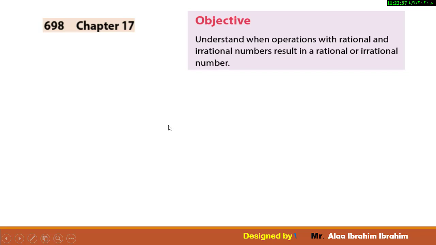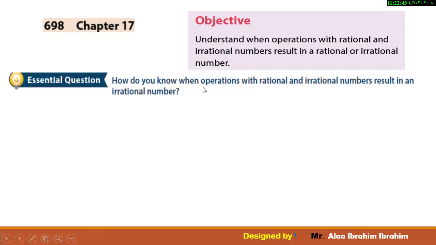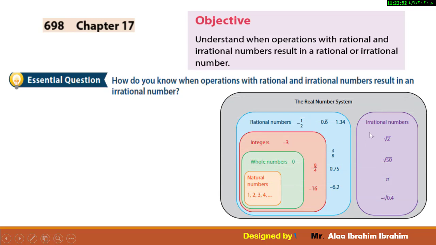Objective: now we have to learn how to deal with operations with rational and irrational numbers in this chapter. So how do you know when an operation with rational and irrational numbers results in an irrational number? We don't know yet, we will know. So we have to remember this diagram.